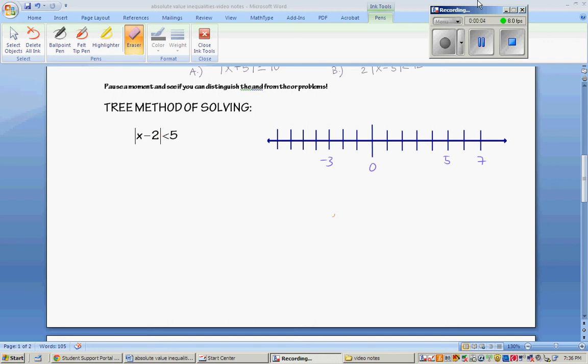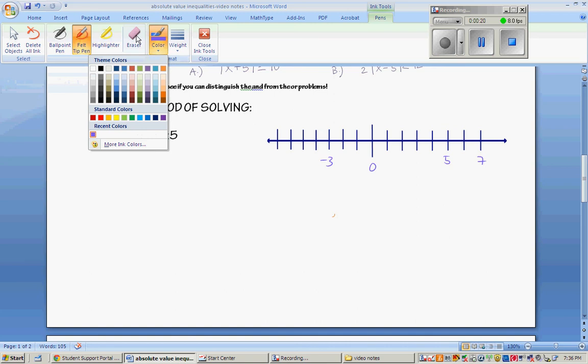An absolute value inequality now. We're going to use the tree method, which means we're going to solve two problems, much like we had to solve two problems for the equations. So, first step is decide, is it "and" or "or"? And that's an important thing to actually know.